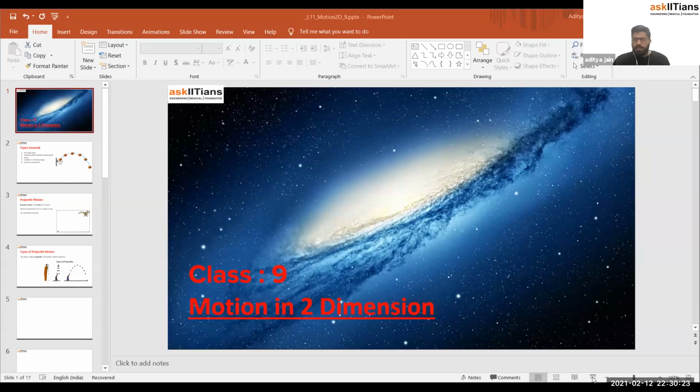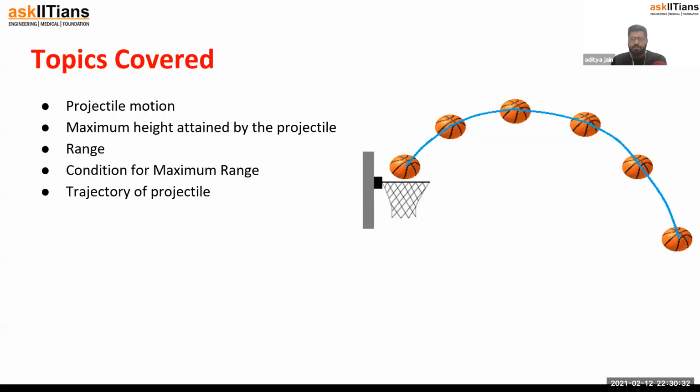Now let's start with what we are going to see in today's lecture. I hope the basic theme is clear, that is, what projectile motion is. We are going to discuss an introduction to projectile motion, then the maximum height attained by the projectile, its range, the condition for maximum range, and the trajectory of the projectile. Trajectory of a projectile means the path actually taken by the projectile. That's what I was talking about.